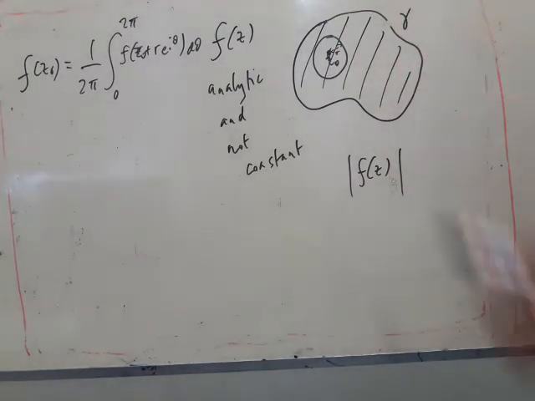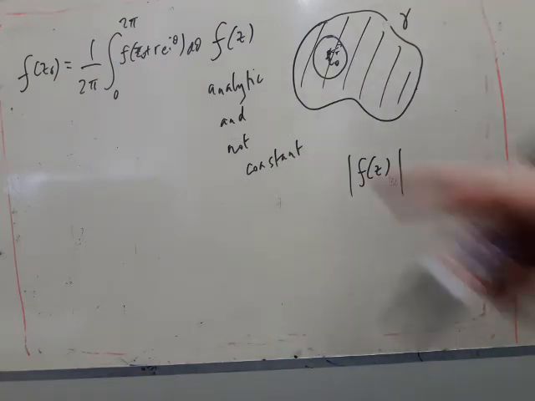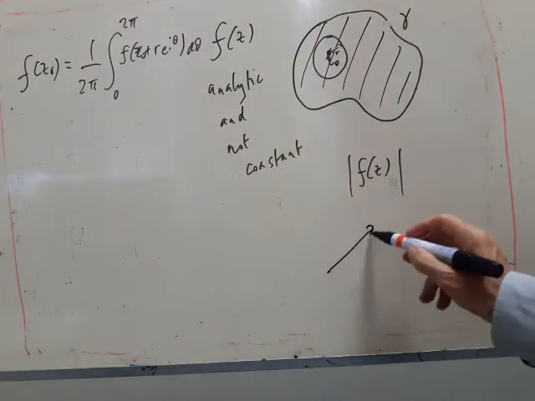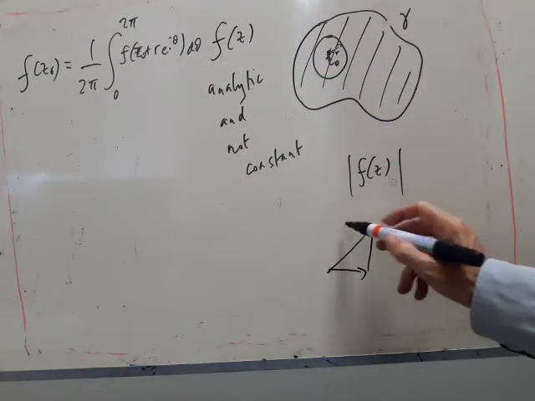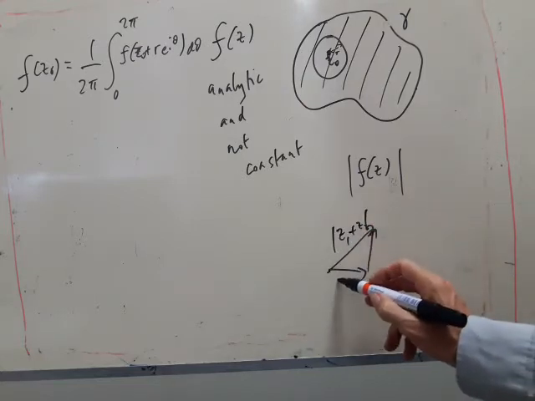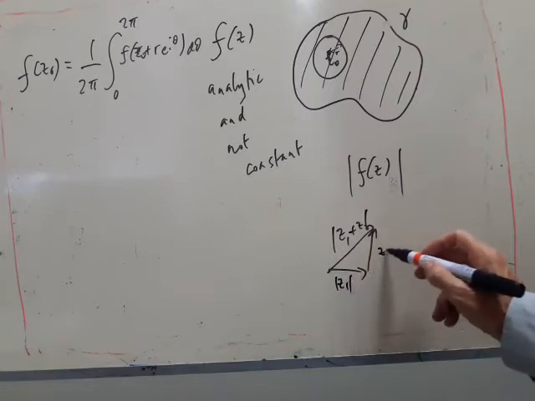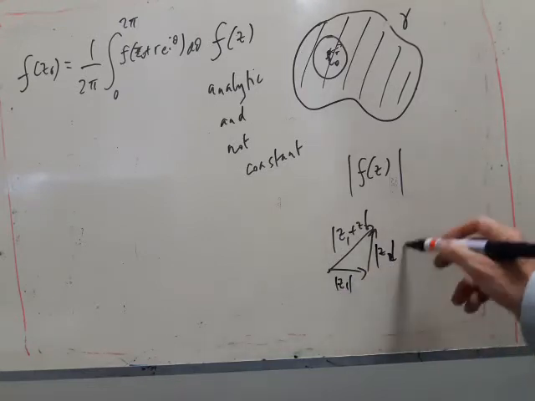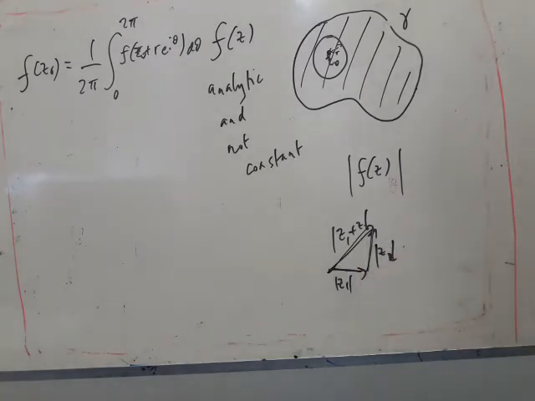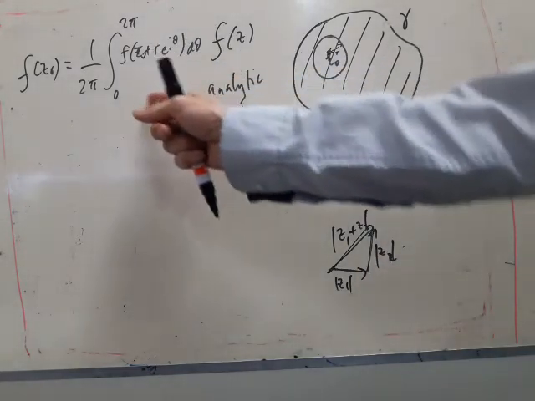So that's a sort of hand-wavy argument about why the maximum value of f has to be on the boundary. But if we want to do it more properly, then we apply the triangle inequality. Remember the triangle inequality says that the modulus of z1 plus z2 must be less than or equal to the sum of the moduli. So the length of this line here has got to be less than or equal to the sum of this.